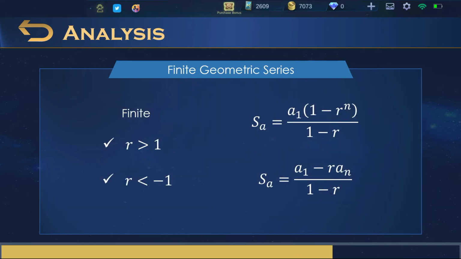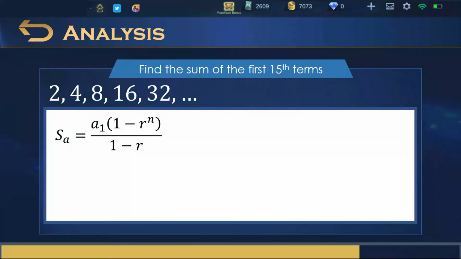Now let us proceed to how we are going to deal with the finite geometric series. Again, in dealing with the finite geometric series, the common ratio should always be greater than 1 or less than negative 1. And we have these two formulas for finding the finite geometric series. The first formula is used when there is no a sub n, or the a sub n is unknown. And the second formula is used when the a sub n, or the last number, is known or given.